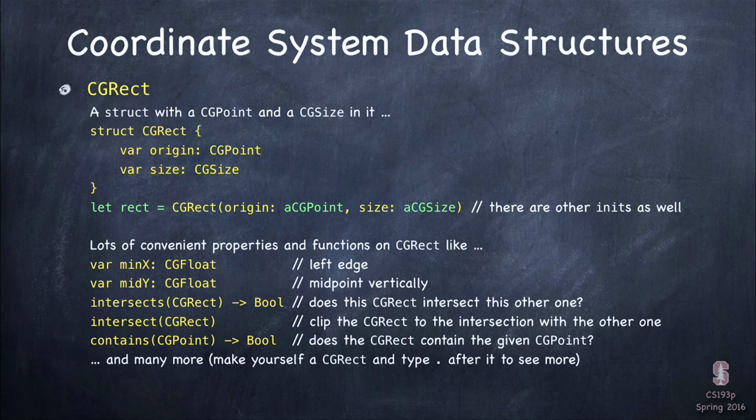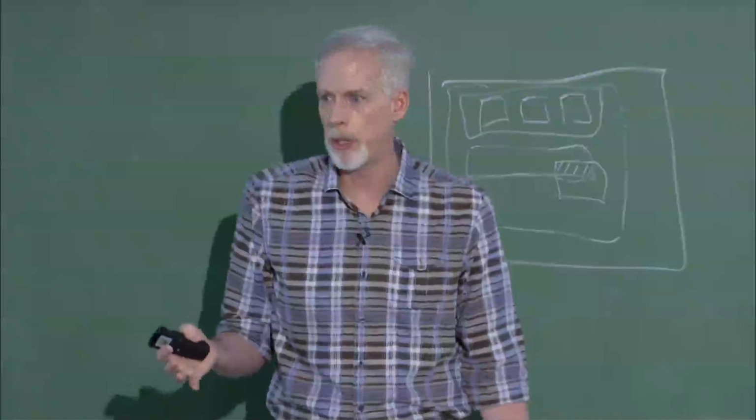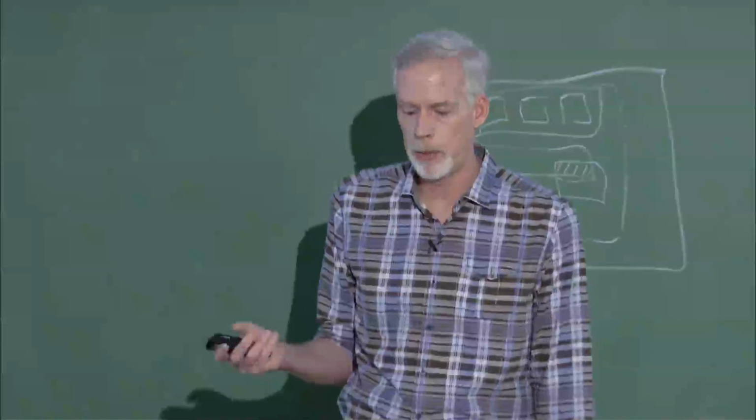You can imagine there are a couple dozen of these kinds of utility methods. So you want to definitely get to know them so you don't end up writing these methods yourself when you want to intersect two rects or whatever. Okay? So those are the main types that we're going to use when we draw. So you're going to be familiar with those types.